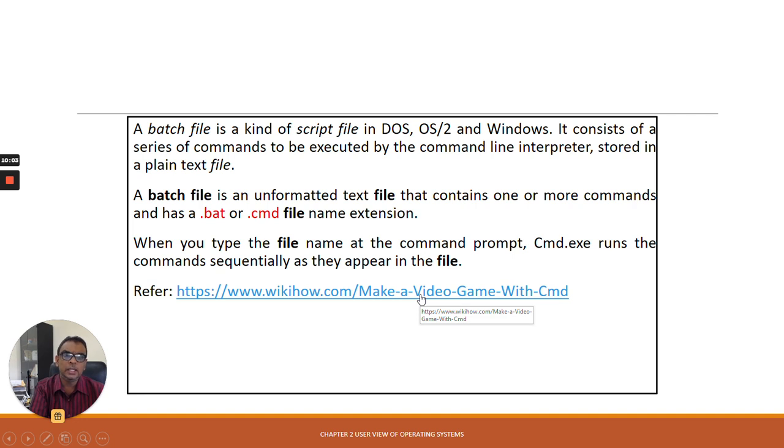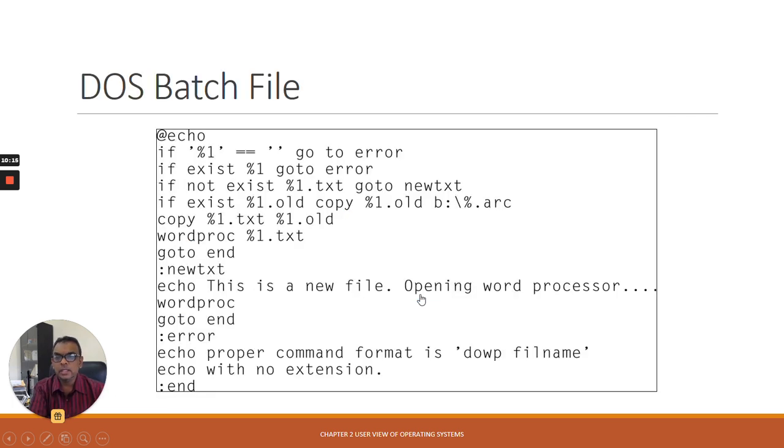There is no color, there is no graphical user interface. It's just black and white. It's quite interesting. Please visit this link and try to make simple games. This is an example of the batch code. As you can see, it still uses the if statement. There are certain if statements, but it's a bit different.